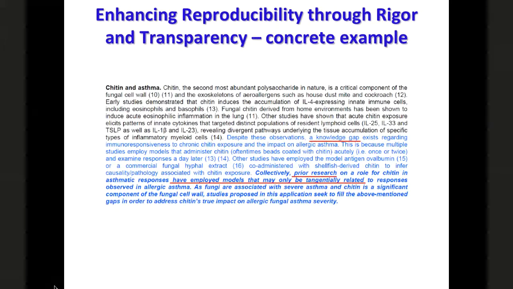Despite these observations, a knowledge gap, keyword, buzzword, blah blah blah blah. Collectively, prior research has left these things open, right? So we're basically using the policy and using the buzzwords to our advantage. We're saying, look, this is what's out there. These are the holes that we think we found, and this is how we're going to plug it.